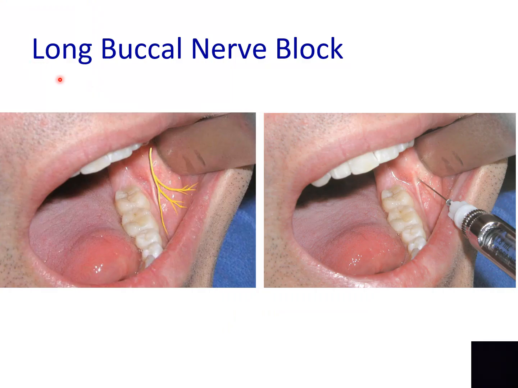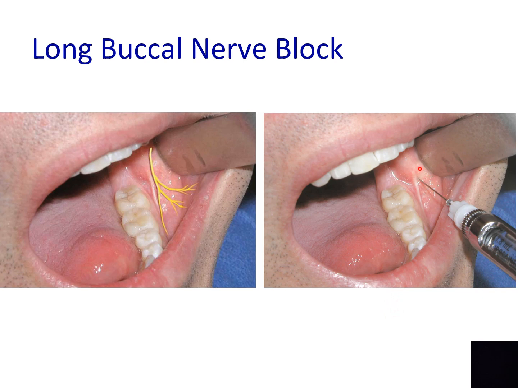We shall now look at the long buccal nerve block. As mentioned before, the long buccal nerve from the anterior division of the trigeminal nerve, mandibular branch, supplies the buccal soft tissues related to the molars, or in other words, the buccal soft tissues posterior to the mental foramen. The technique for a long buccal nerve block is quite straightforward.